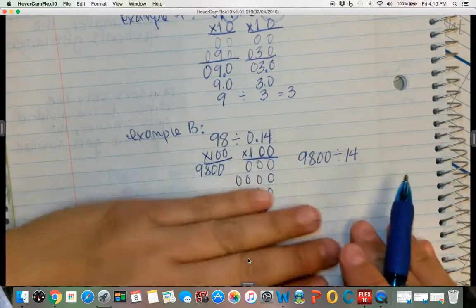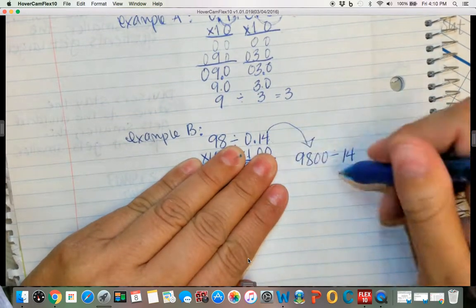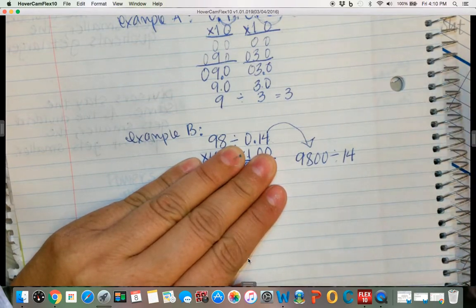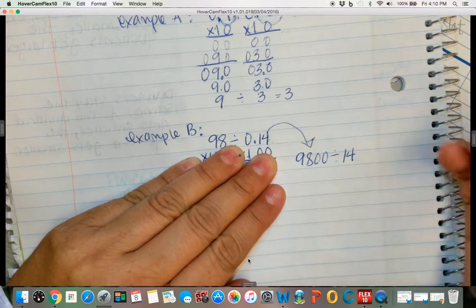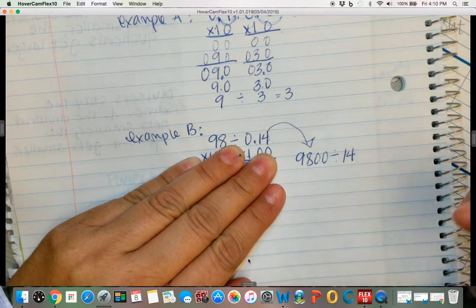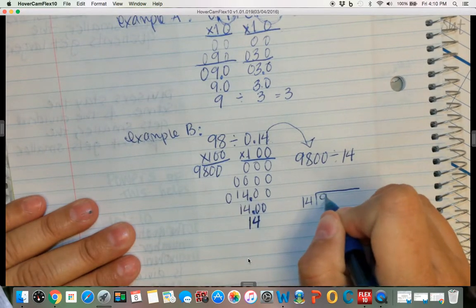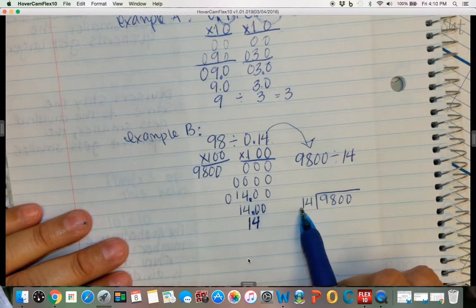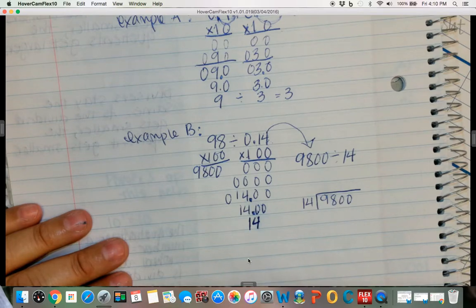My problem looks different from here to here, but it's the same exact problem. And the answer will be the same exact thing. I promise you. And that's because we're using powers of 10. And it is much easier to divide 14 into 9,800 than it is to do 0.14 into 98. Because we think in whole numbers.